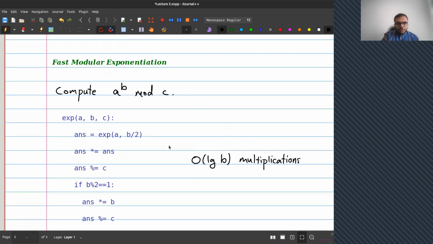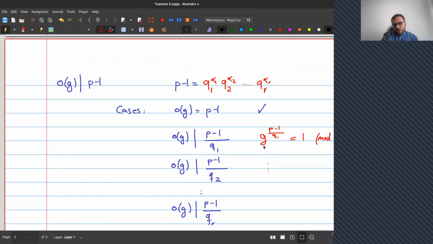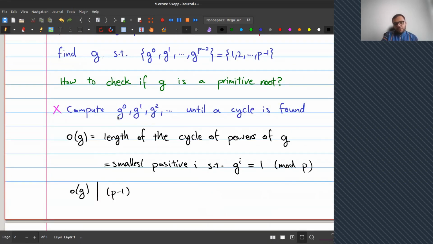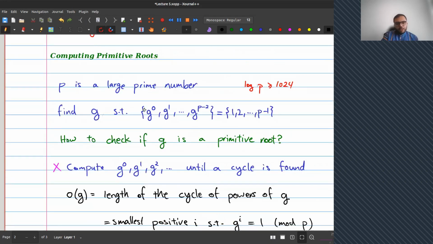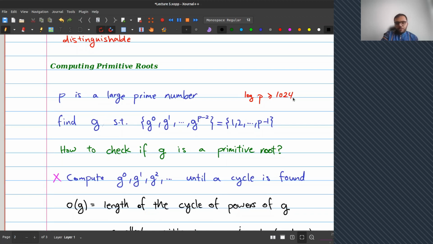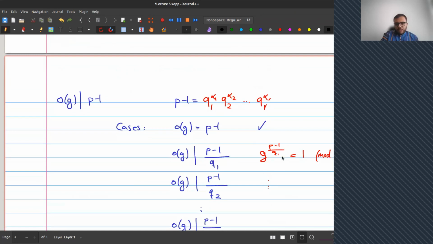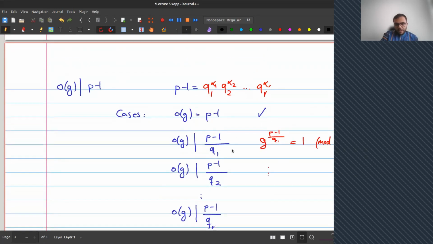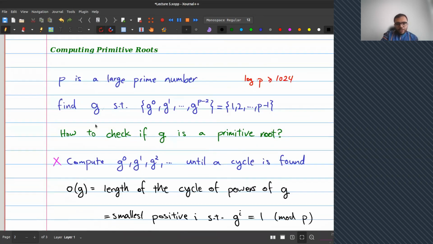Now, why do I use fast exponentiation here? Because again, when I want to compute G to the power of this number here, this number can be huge. And I want to be able to find this really fast. So in the previous naive algorithm where I just had to compute all the powers of G, I would run out of time because my number P was huge. As I said, it's like more than 2 to the power of 1024. But in this case, it doesn't matter. Even if this number is huge, the amount of time that I'm spending is just the log of this number. So it's something that is very much manageable. And I can do this exponentiation almost instantly. So that's how this algorithm is kind of faster for finding out whether a particular G is a primitive root.